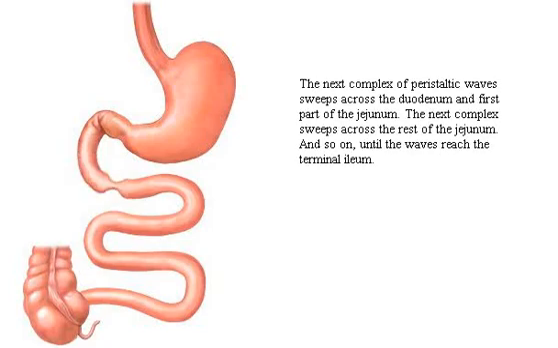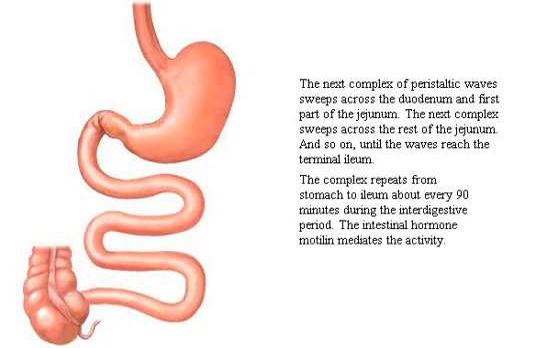The next complex of peristaltic waves sweeps across the duodenum and first part of the jejunum. The next complex sweeps across the rest of the jejunum, and so on, until the waves reach the terminal ileum. The complex repeats from stomach to ileum about every 90 minutes during the interdigestive period. The intestinal hormone motilin mediates the activity. Click the intestine to observe the function.